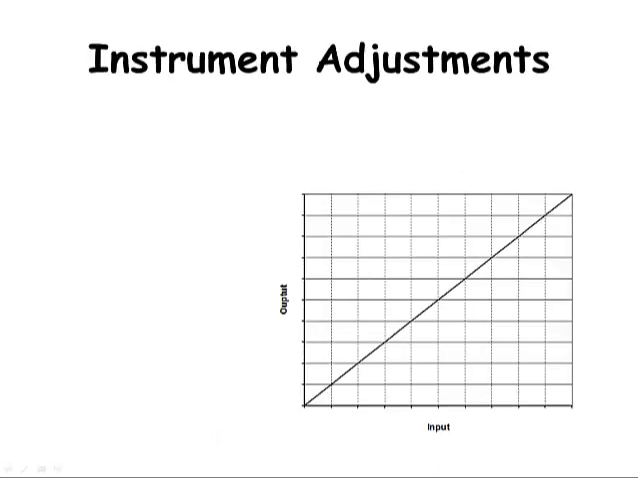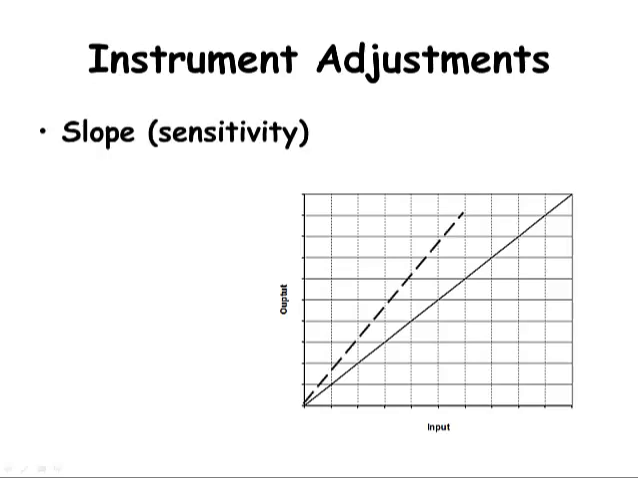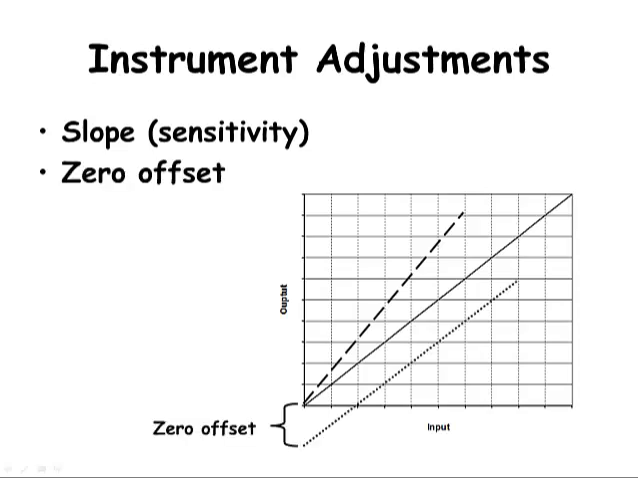Many electronic instruments use a linear relation between the sensed input and the instrument output, and these instruments commonly have two kinds of adjustments. One adjustment adjusts the slope of the calibration curve, which is the sensitivity of the device. The second adjustment is the zero offset. The zero offset keeps the slope constant but moves the entire calibration curve up or down.